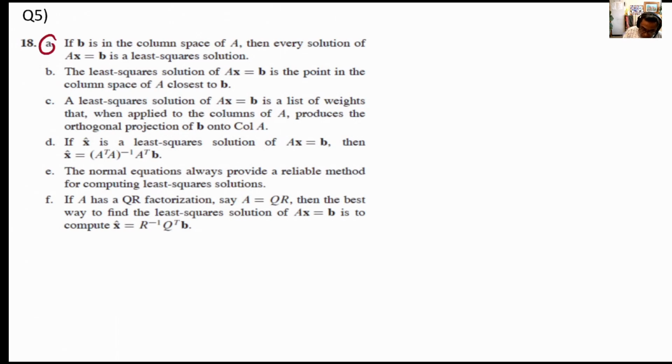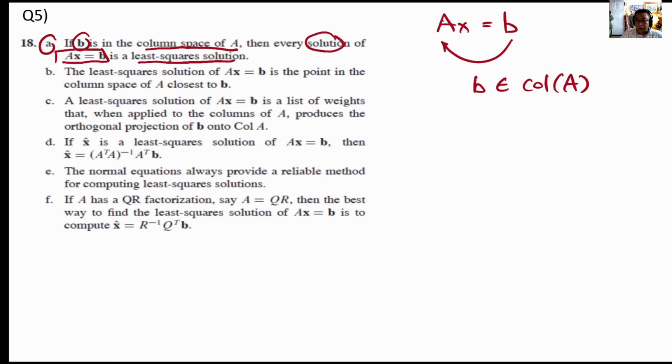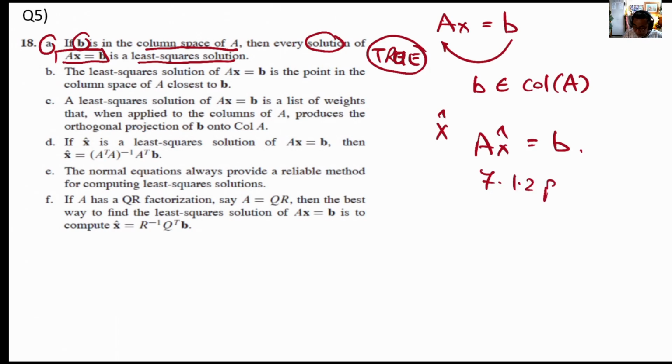The first question states that if B is in the column space of A, so we have AX equals B, and B belongs to the column space of A, then the solution of AX equals B is a least squares solution. The answer is true. In fact, it is not only a least squares solution, it is an actual solution, because x hat found will be such that AX hat is exactly equal to B. We now refer to section 7.1.2, page number 4.